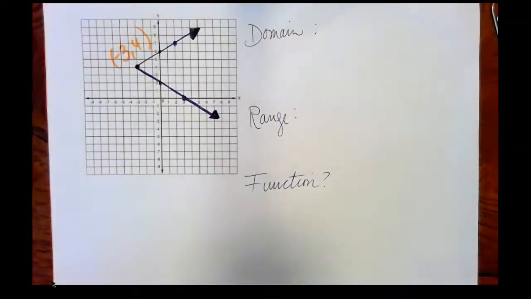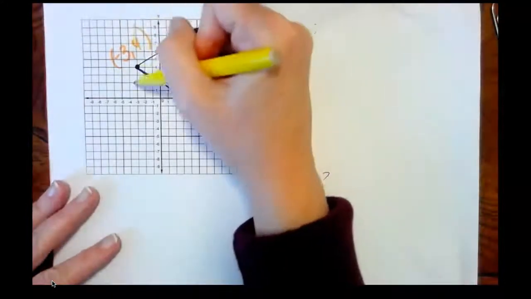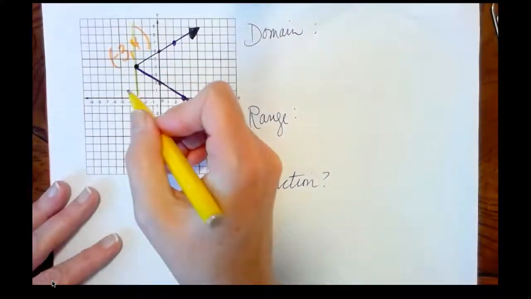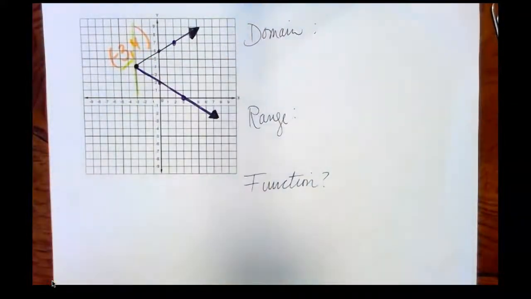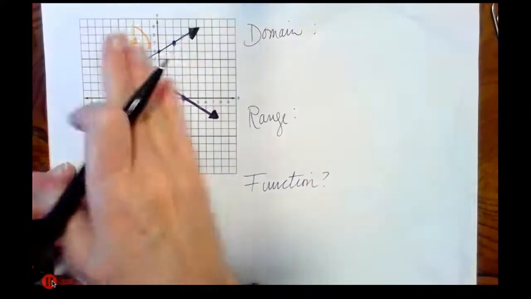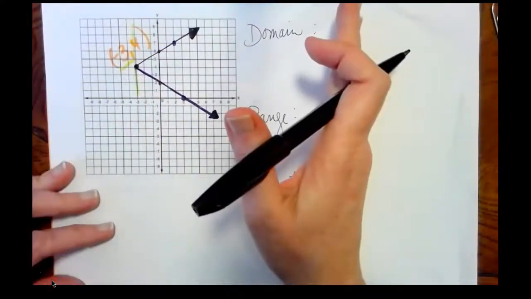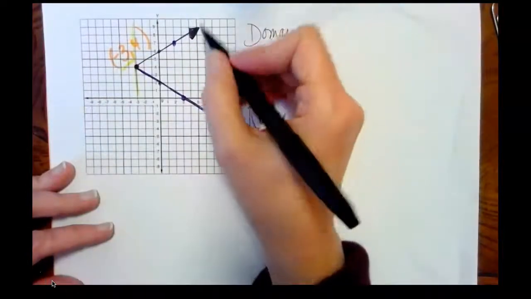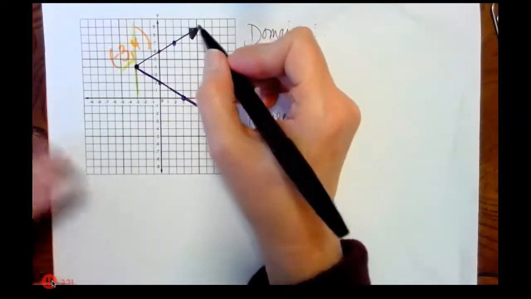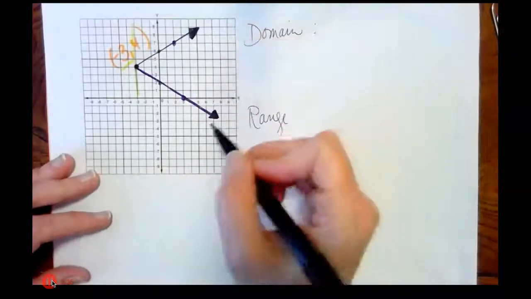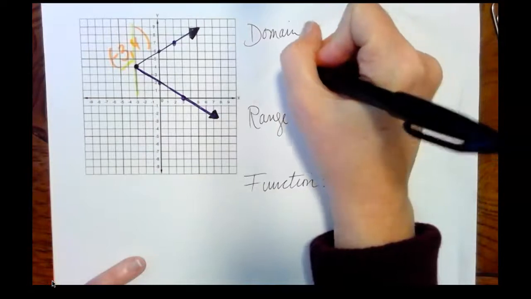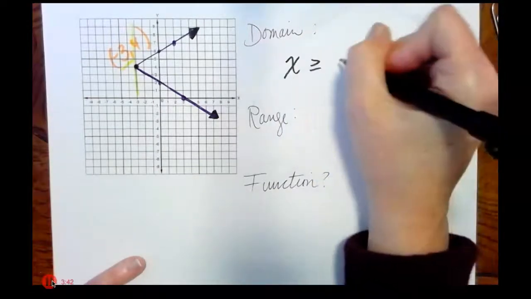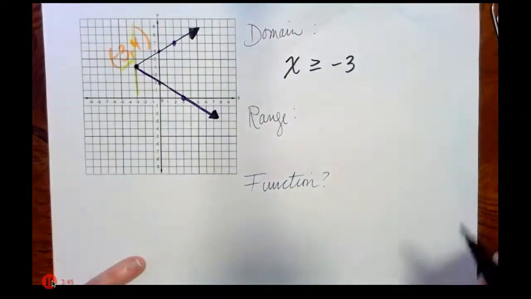So if we're looking for the domain, and the domain is read from the left to the right, we have a defined beginning at x equals -3. So that means our domain values are going to be everything greater than -3, because this is going to the right forever, and this one is going to the right forever. So our domain values, x is greater than or equal to -3.